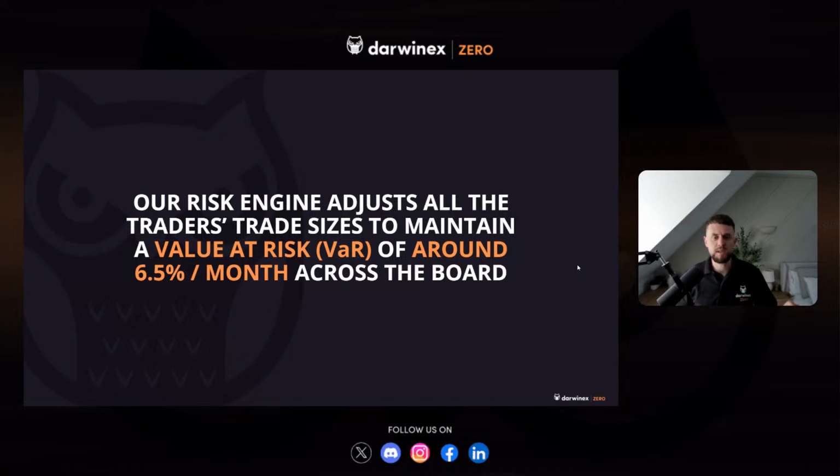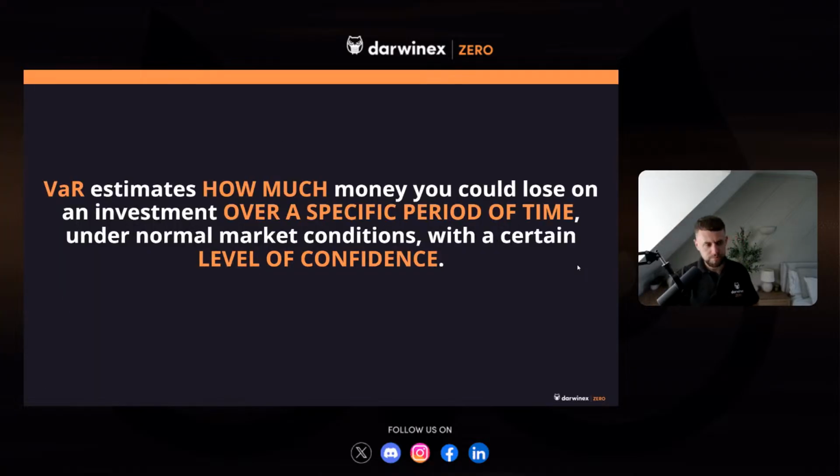Now, what it does is when you enter the trade, the risk engine gets involved, copies the trade to your Darwin, but it risk adjusts it at trade open. And what it does is for every single trader on our platform, it risk adjusts all traders' trade size to maintain a value at risk, or what we call VaR, of around 6.5% per month across the board. So value at risk estimates how much money you could lose on an investment over a specific period of time under normal market conditions within a certain level of confidence.